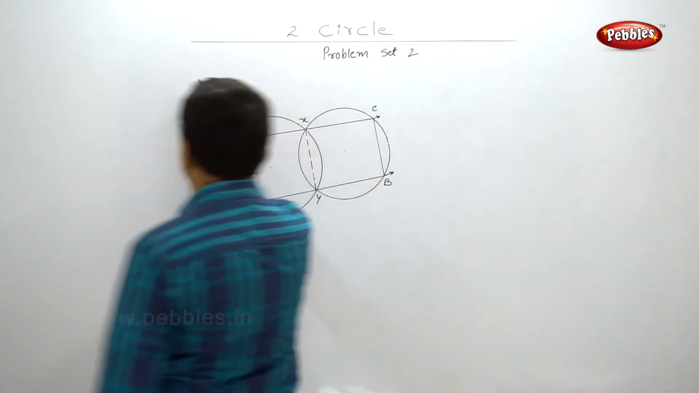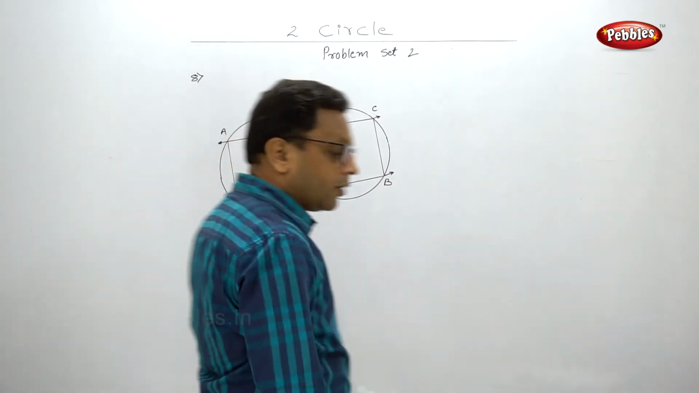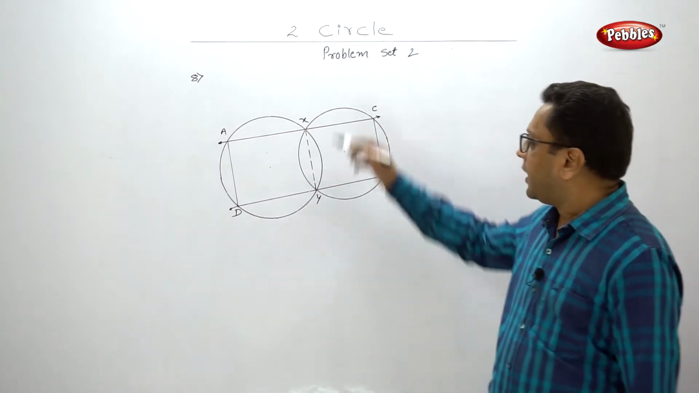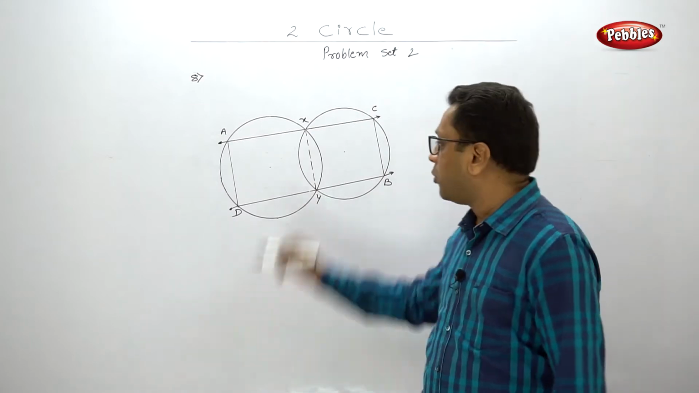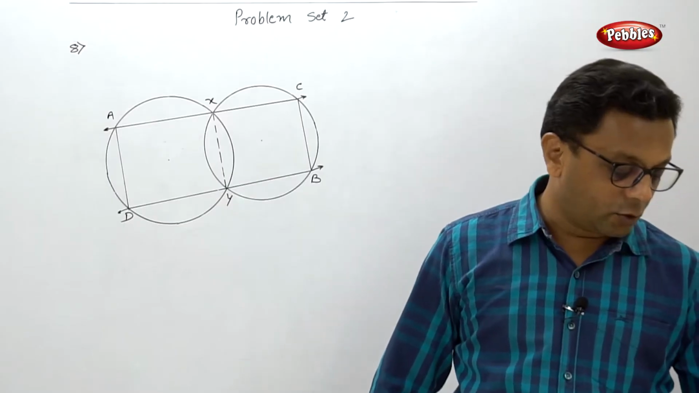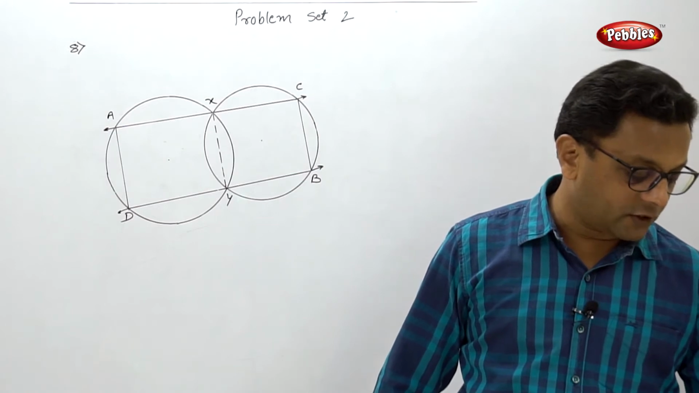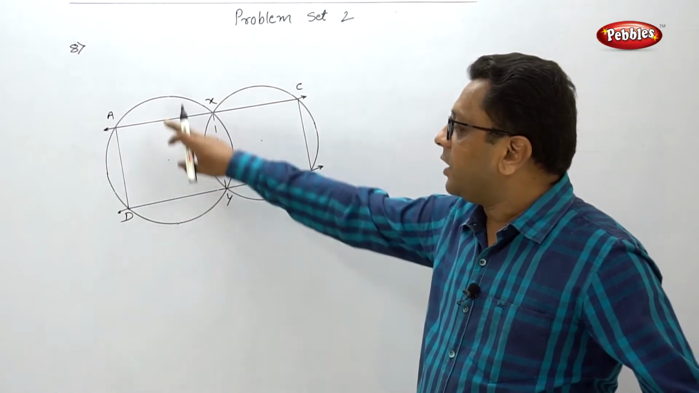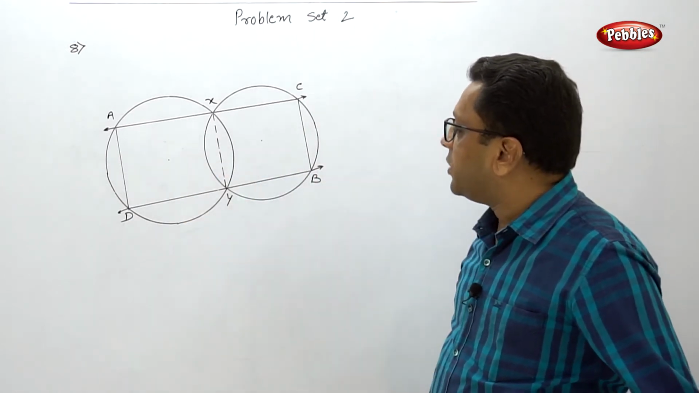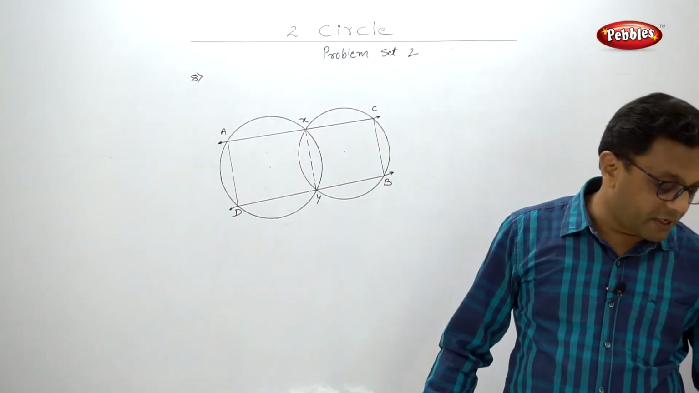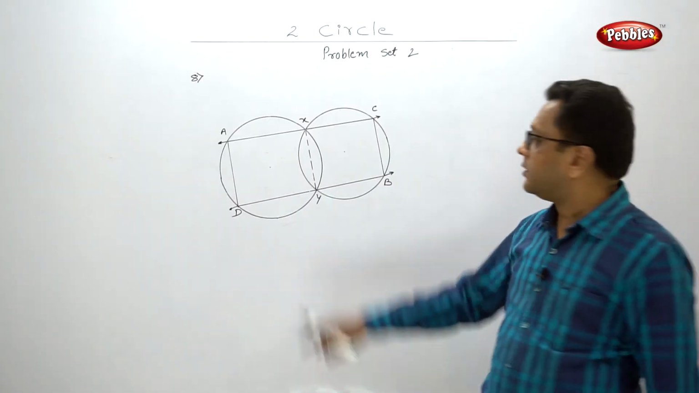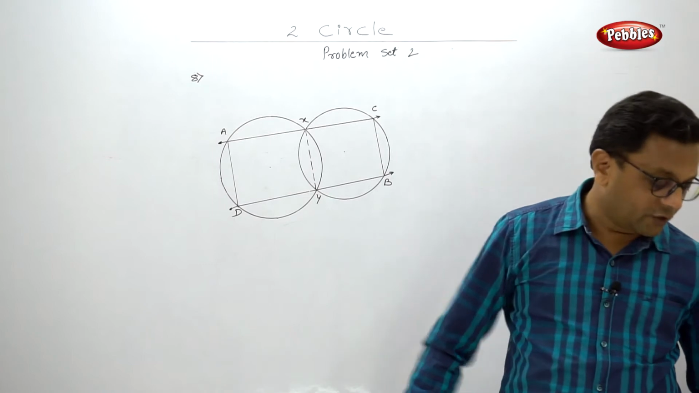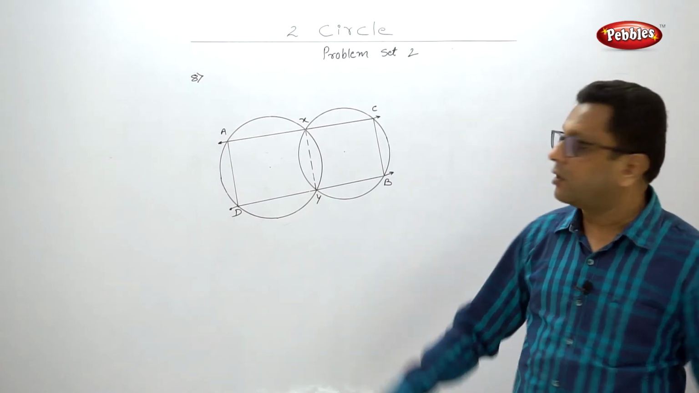Problem number 8. Two circles intersect each other in points X and Y. The secant through X and Y intersects one circle in A and D and another circle in C and B. And also they have given that A and B are on the opposite sides of the line DC. Okay, so this information is for drawing the figure.